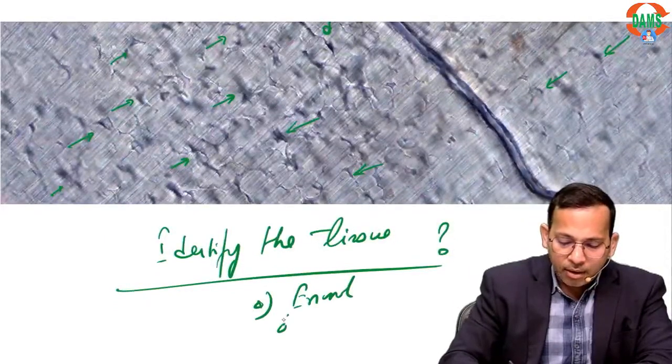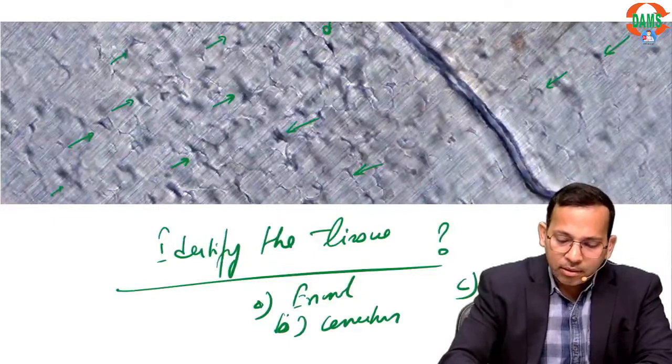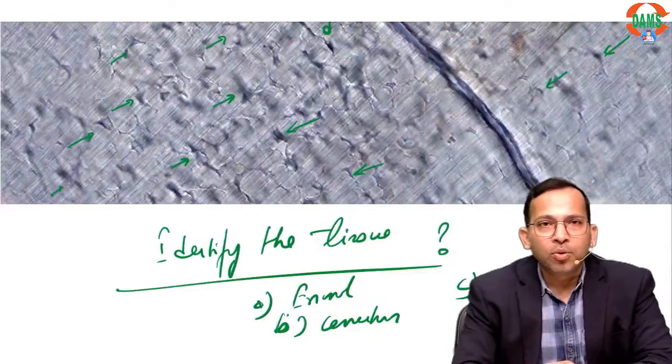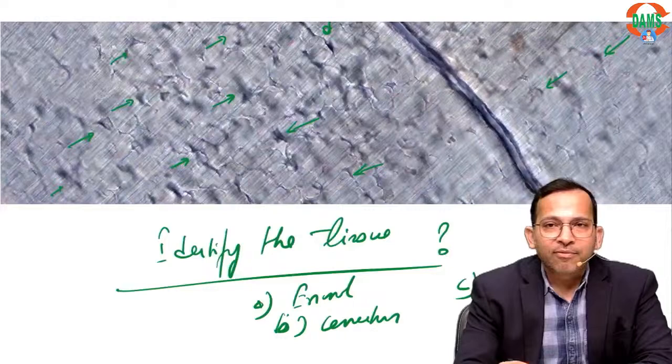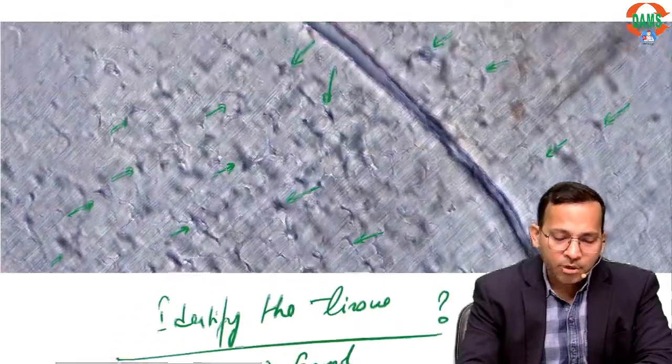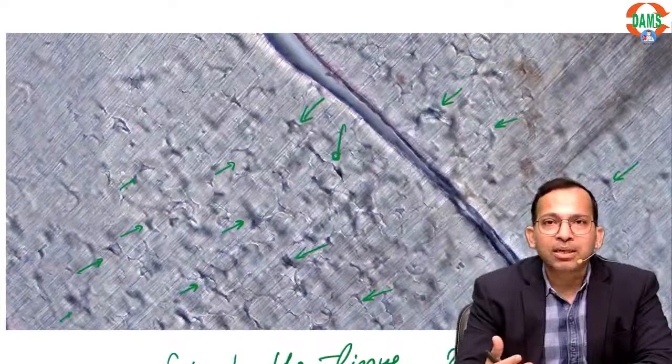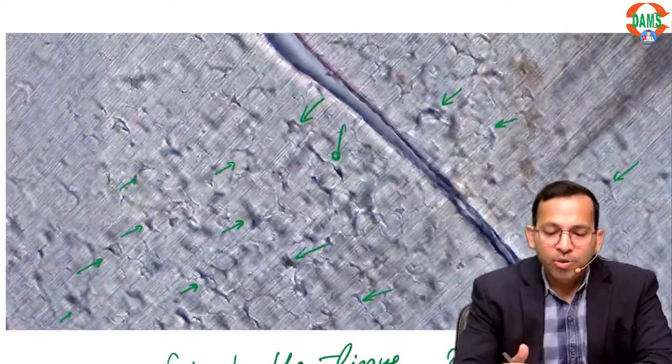Option A, enamel. Option B, cementum. And option C, dentine. So which of these three do you think this slide is showing? Is it enamel, cementum, or dentine? What do you think this tissue is?